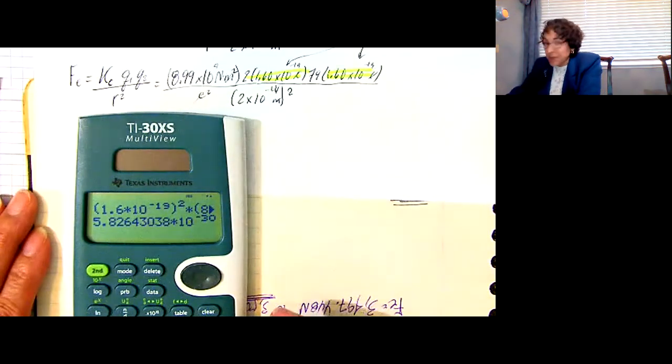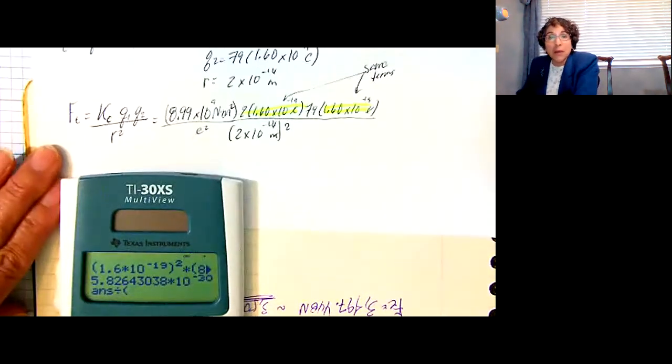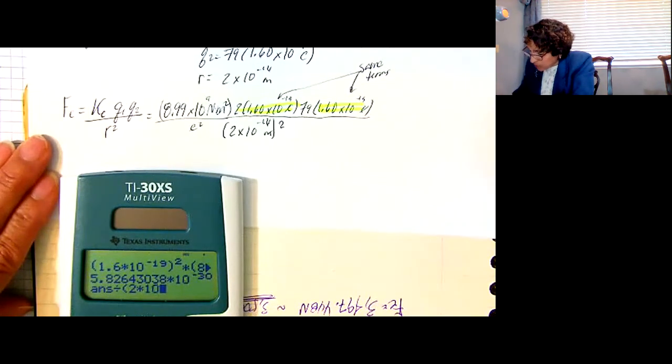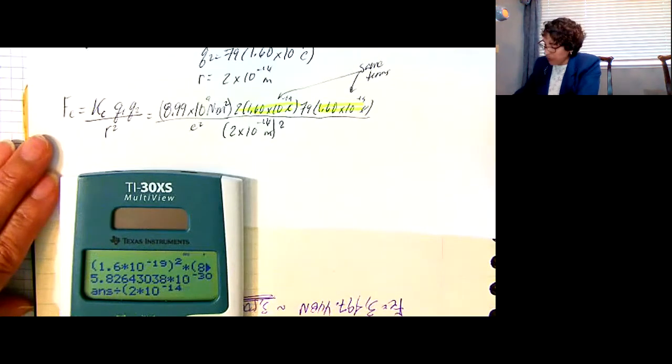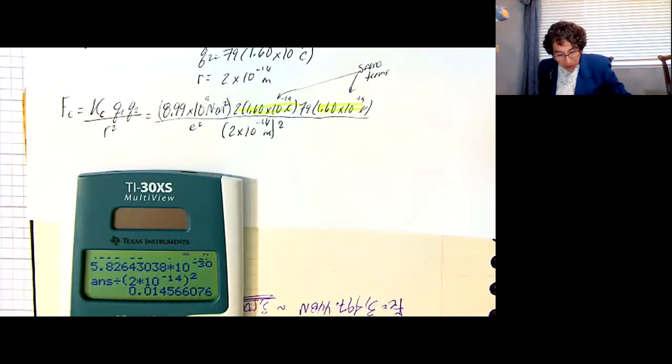All right, let's divide that by, and I'm going to put in parentheses because I've got to square this thing. 2 times 10 to the negative 14. Bring down my cursor, close parentheses, and please square that. And there we go. And I get a small number. It looks like I made a mistake somewhere. So you guys have to check where I made a mistake.